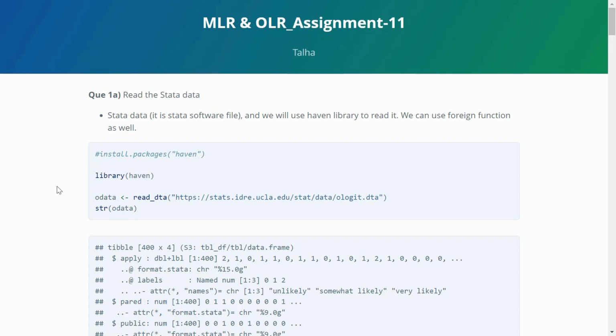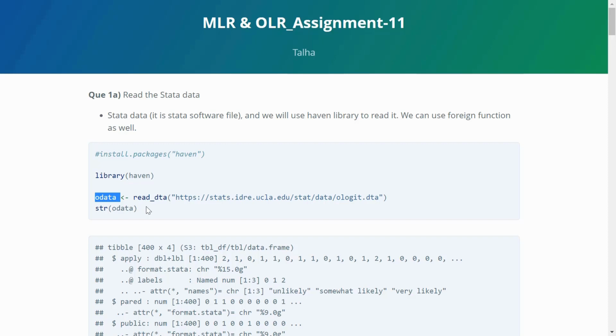Either you can download the file from the website and read it, or you can directly take it from the internet. So I am using the read_dta function to read this file, and I have mentioned the website address here, so it will directly read the data from the website. After this, we will store the data in the variable OData. By the way, this example is given on the website only.